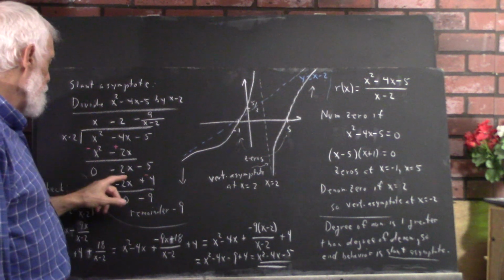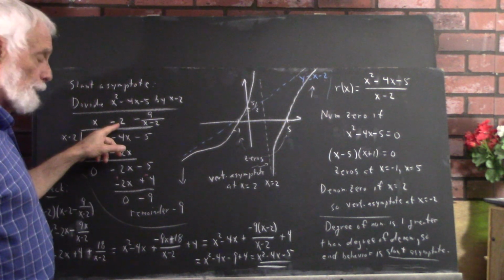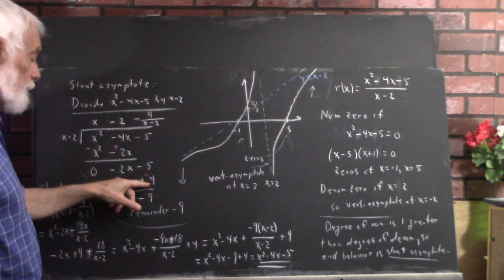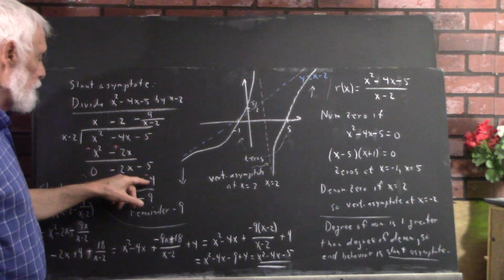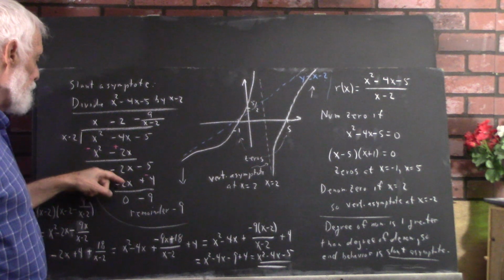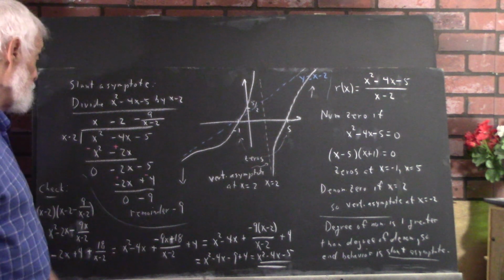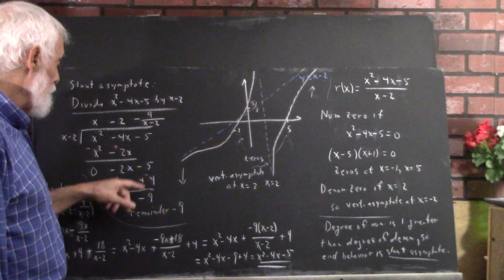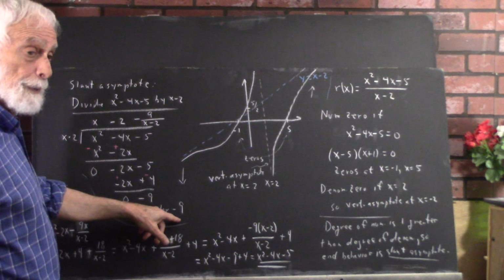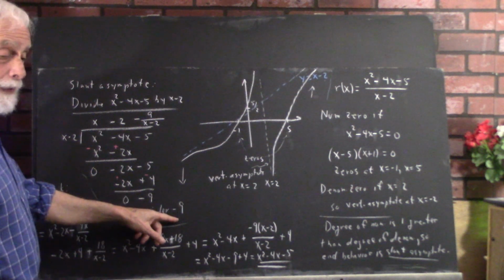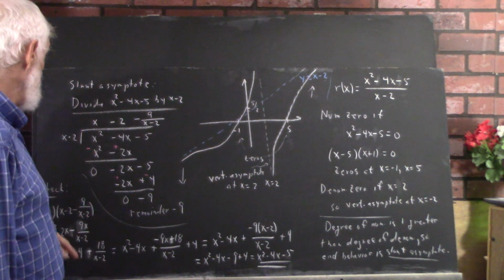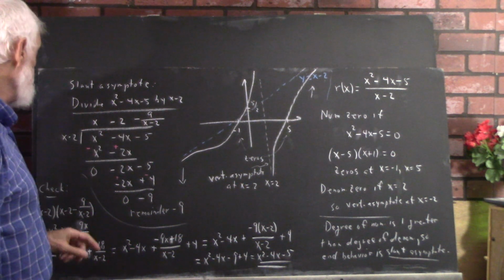And I divide the x into the negative 2x, I get negative 2. Multiply negative 2 by x minus 2, I get negative 2x plus 4. I put little red signs here to remind myself what I'm doing. So I'm going to do negative 2x and then a plus 2x to subtract the negative 2x, giving me 0. And negative 5 minus 4 gives me negative 9. And that's my remainder. X minus 2 won't divide into negative 9. So I write then my remainder over x minus 2. And there is the function.